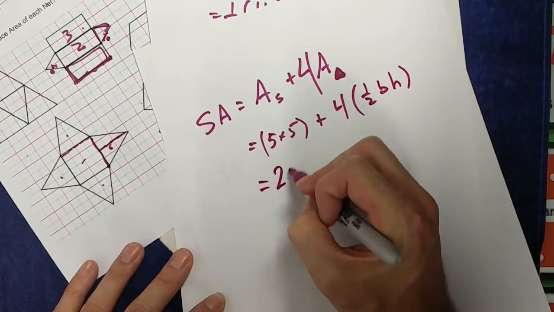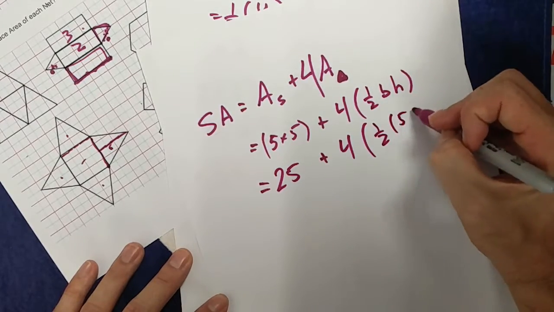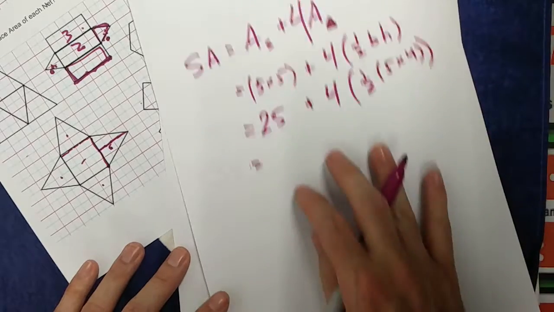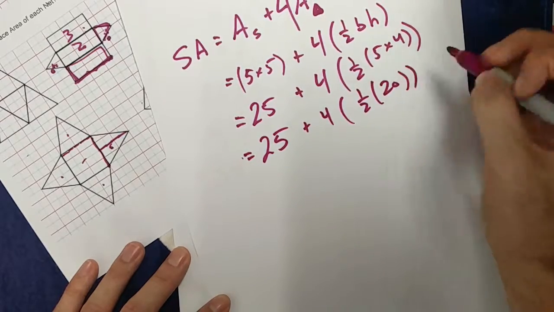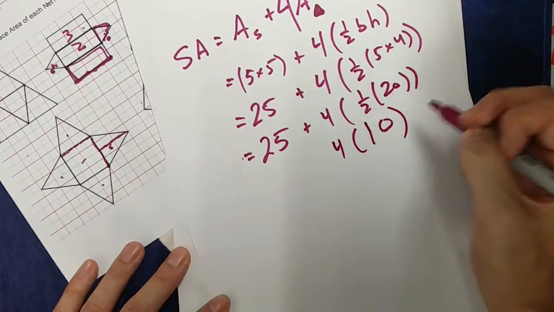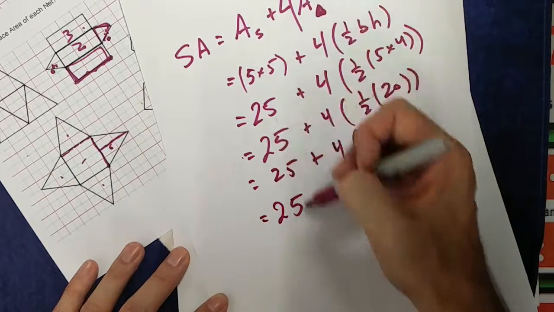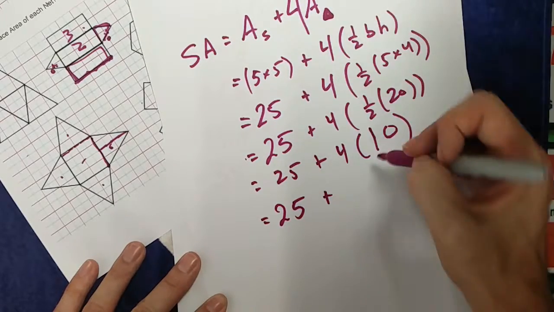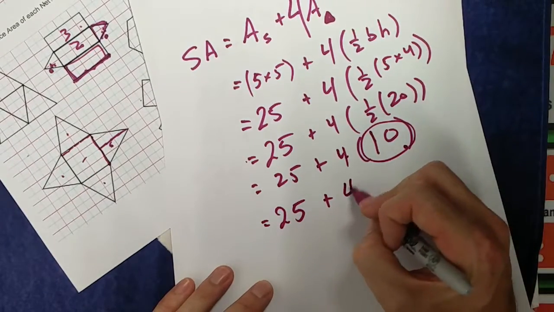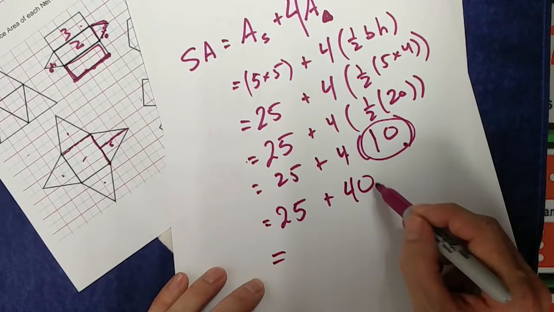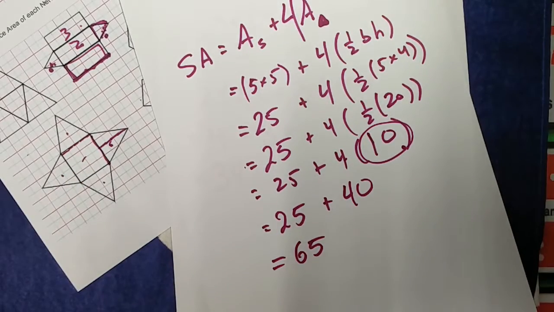So I know the area of the square is 25. And then I need 4 groups of half base times height. So this is half of my 5 times 4. So I keep carrying down my 25 plus 4 groups of half of 20, which is 10. I continue with my 25 because that's the area of my square. And then the area of my one triangle is 10, but how many do I have? 1, 2, 3, 4. I have 4 of them. So all those areas together is going to be 40. So I add up the 4 triangles plus the square, and I'll have a total of 65. So the surface area of this square pyramid is 65.